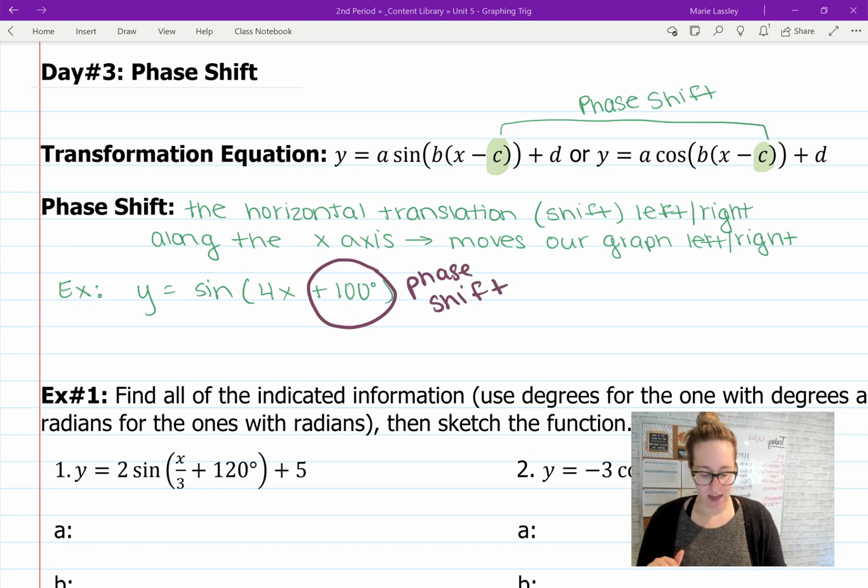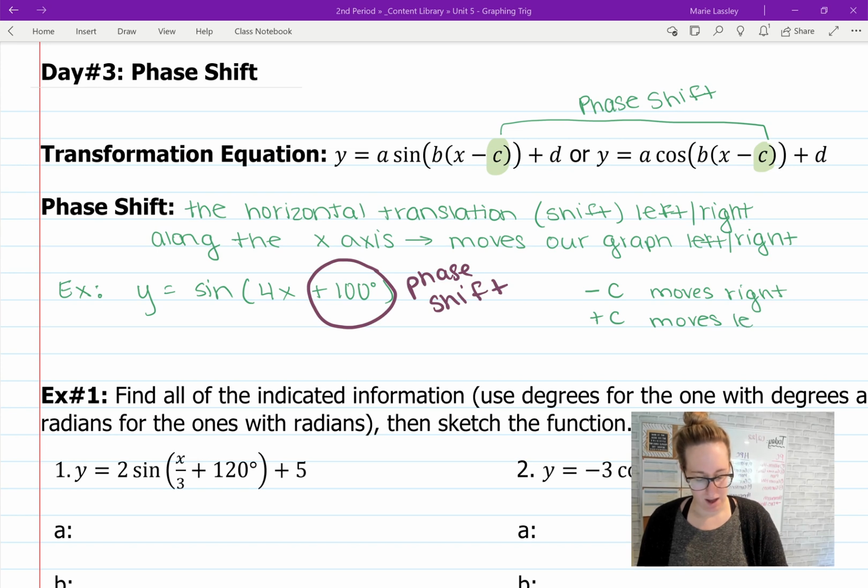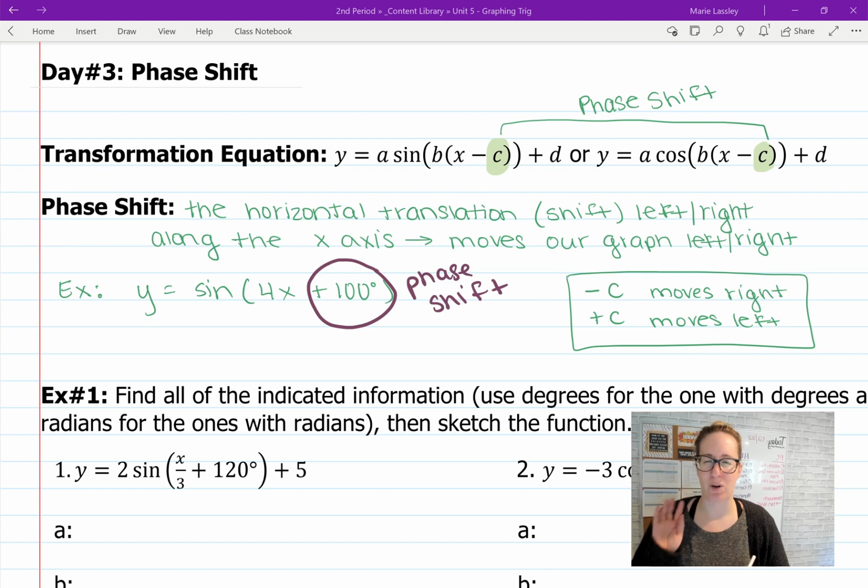Based on what we've learned before, I'll write this down: if you have a minus C value, that actually moves to the right. A plus C value moves left. Just a reminder, that's the same in all of the other functions we've dealt with. Remember, horizontal transformations always do the opposite of what you think they're going to do. So the minus moves in the positive direction, the plus moves left.